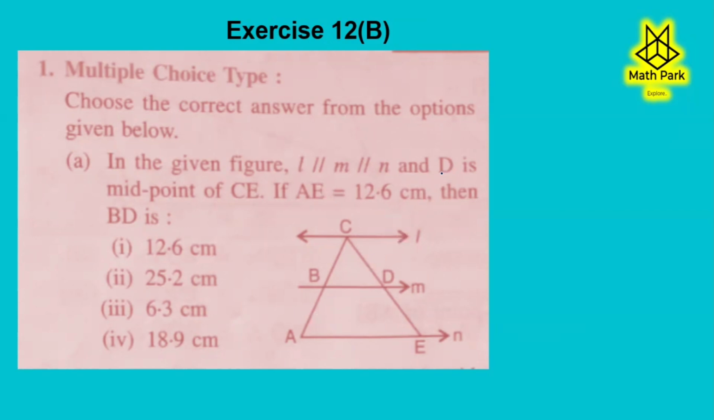Now these three lines are parallel. D is the midpoint of CE. That means these two are equal. So if D is the midpoint of CE, therefore you also have CB equal to AB by the equal intercept theorem. Now you are given AE as 12.6, and since this is the midpoint, by the equal intercept theorem, therefore you get BD is equal to half of AE, which is equal to 6.3 centimeter. Got it?